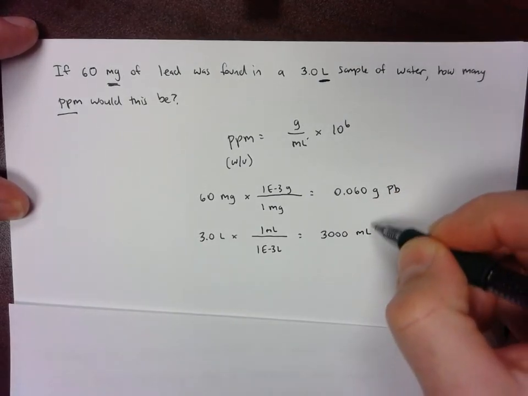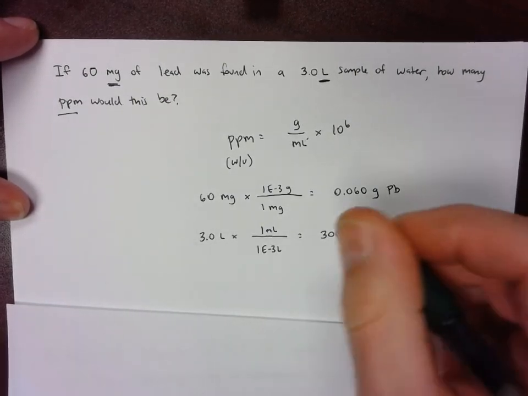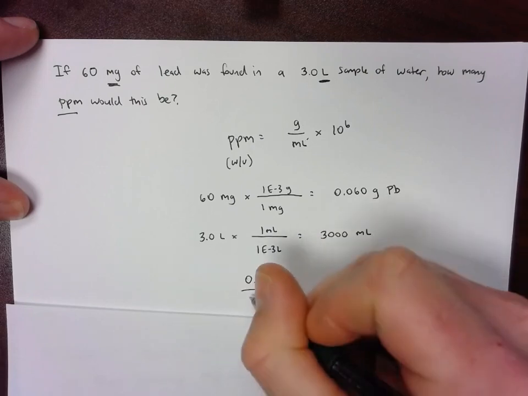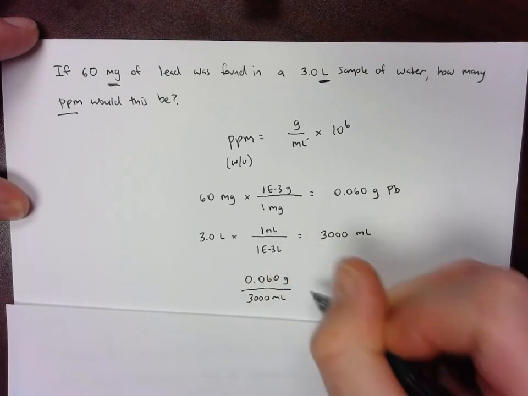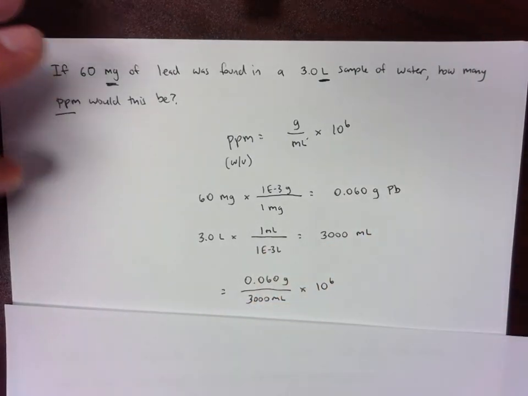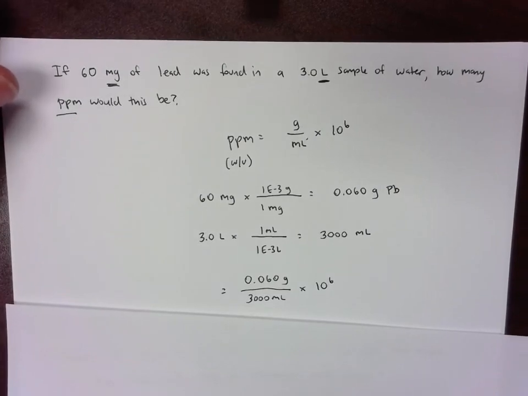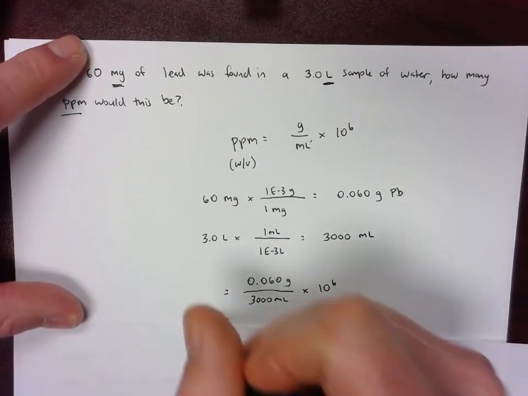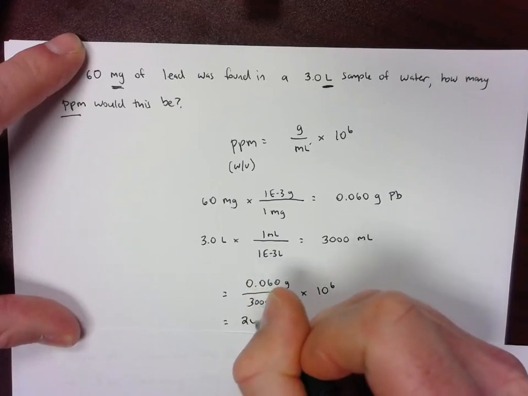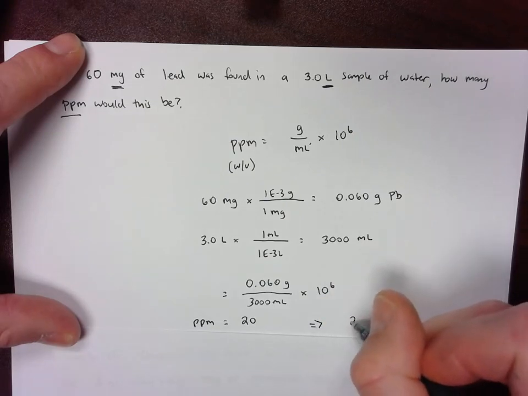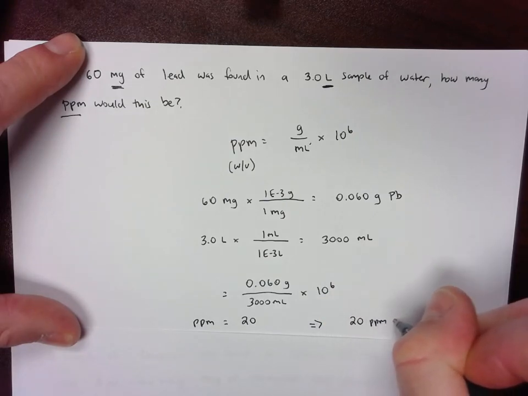So once I've got them in the correct units, then it's pretty simple. Just put the grams on top of the milliliters and then multiply by 10 to the 6th. And what I get is 20. So my ppm are 20, or you could write it like this, 20 ppm of lead.